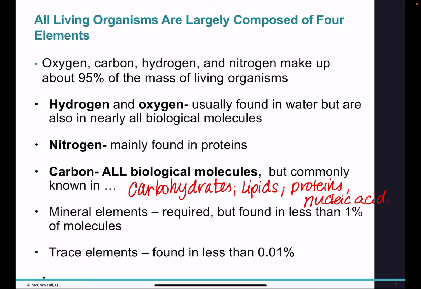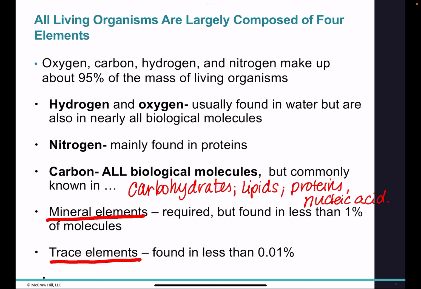Now, there's some other atoms that are required in lower frequency, but they are required nonetheless. These are either called mineral elements that are found in less than 1% of our molecules, or trace elements that are found in less than 0.01%. Now, what that means is that they are vitally important. They are required for normal function of living cells, but we just don't require them in the amounts that we require oxygen, carbon, hydrogen, and nitrogen.